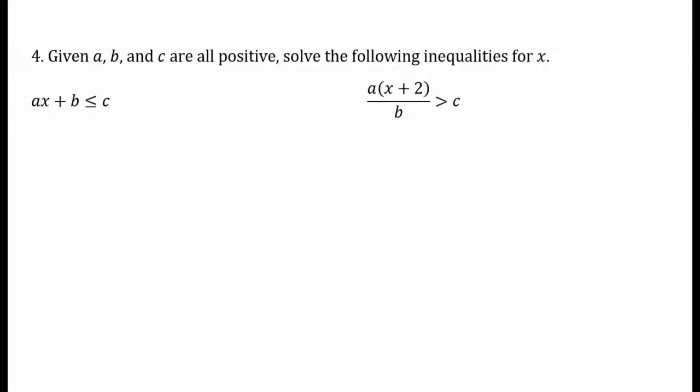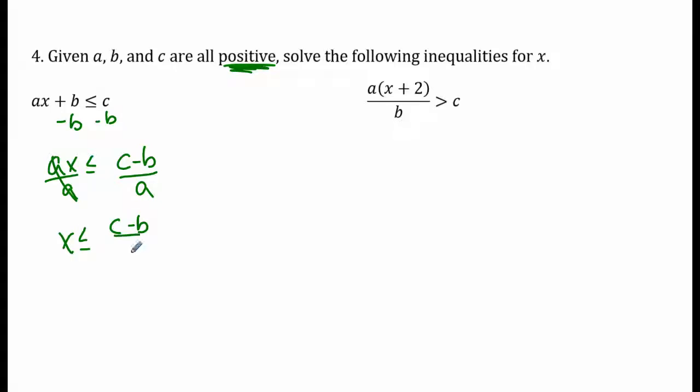Because we get to problems like this. Given a, b, and c are all positive, solve for x. So let's subtract b and divide by a. But am I dividing by a positive number there? Yes, I am, so I don't need to change the sign. X is less than or equal to c minus b over a. Nice.